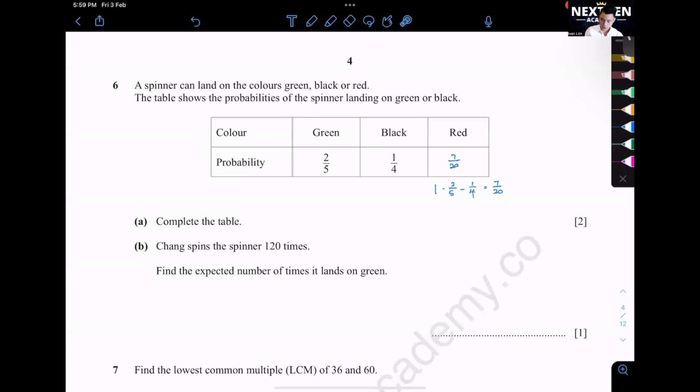Okay, Chang spins the spinner 120 times. Find the expected number of times it lands on green. All you need to do is multiply the probability by your total. 120 times 2 over 5 equals 48.